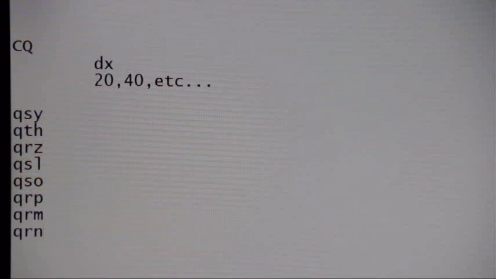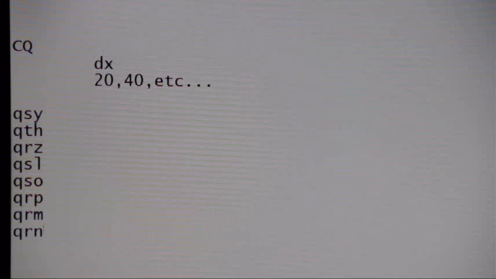The first is just regular old CQ calling. I just say, this is N7TFP calling CQ, over. And basically that's just kind of an open statement. Anybody is encouraged to reply to just a regular CQ call. But there's a few other kinds that are a little bit different.